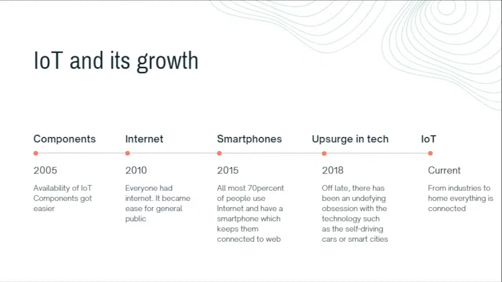IoT and its growth. The reasons why IoT came into boom: in 2005, the availability of chips or components got much easier. In 2010, everyone had internet access. In 2015, almost 70% of the people had smartphones, which were connected to the internet. And the upsurge in tech in 2018, that was the fascinating smart cars, smart homes, smart industries, and everything. And now we are in the IIoT phase.